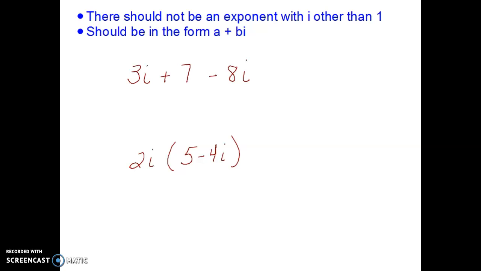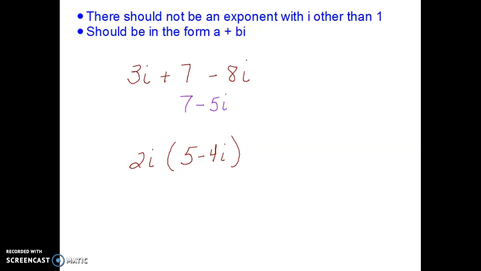The top example is just a matter of combining like terms. This one I want to focus on the correct order. 7 is my only constant, which means my expression would simplify starting with the number 7. Next I can combine the 3i and the minus 8i, and that would become minus 5i. That's the correct order my simplified expression needs to be in.